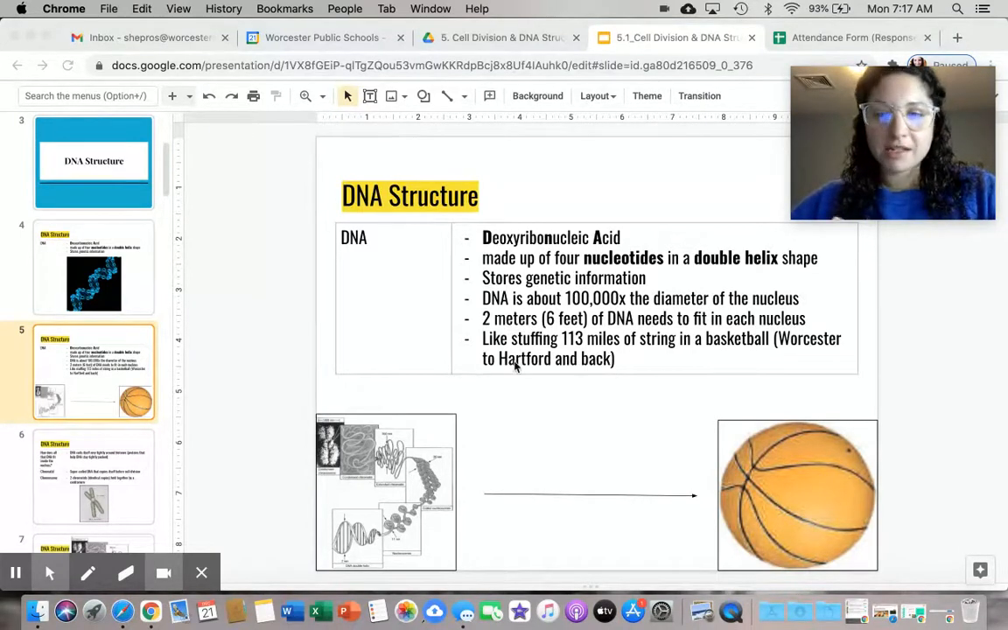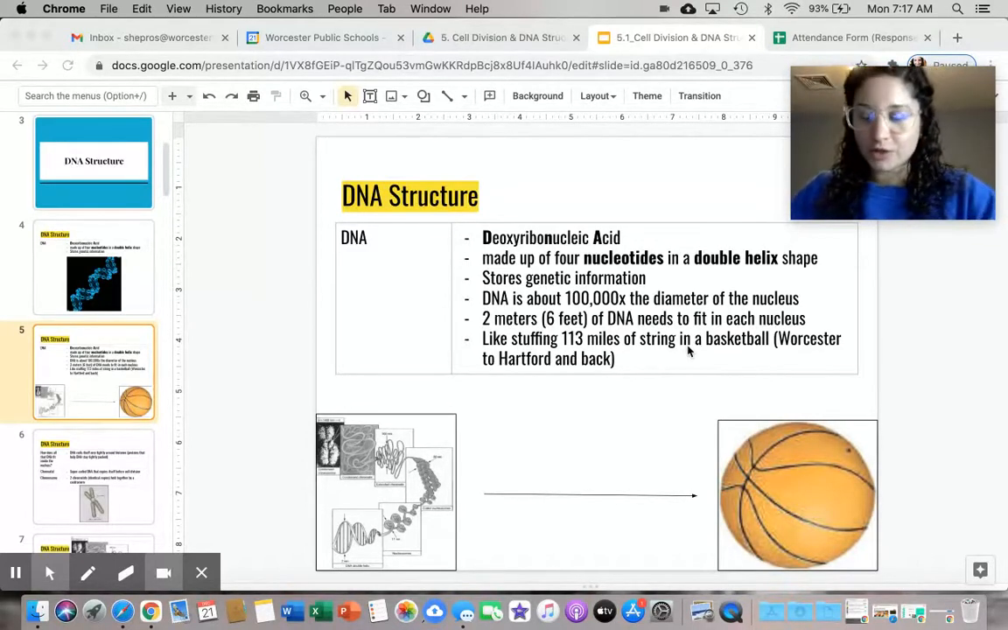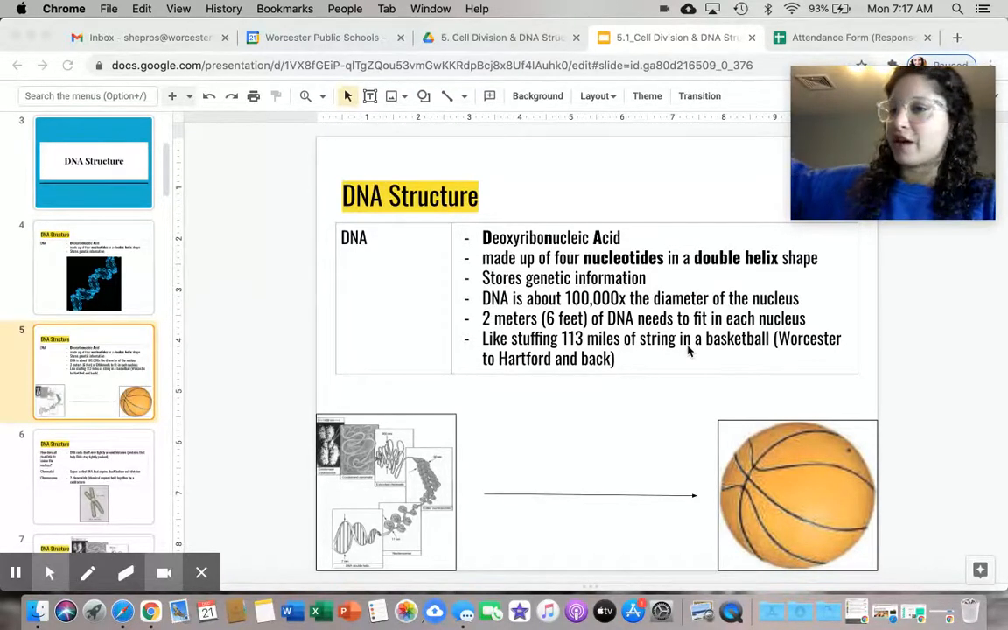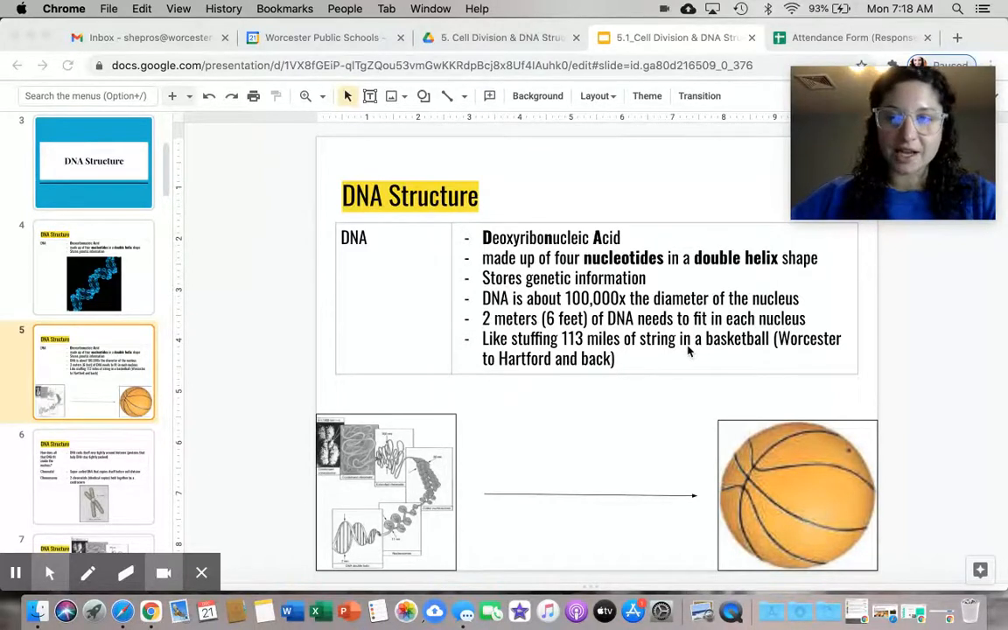So the comparison I'm going to give you is if we take 113 miles of string and stuff it into a basketball, that's what it's like to stuff the 6 feet of DNA into the nucleus. Now, 113 miles of string. This is if you were to drive a car to Hartford, Connecticut and back to Worcester, round trip, and you let a little tail of string flow behind your car as you drive. You take that string, 113 miles of it, and shove it into a basketball. That's what it's like trying to shove your DNA into the nucleus of your cell.